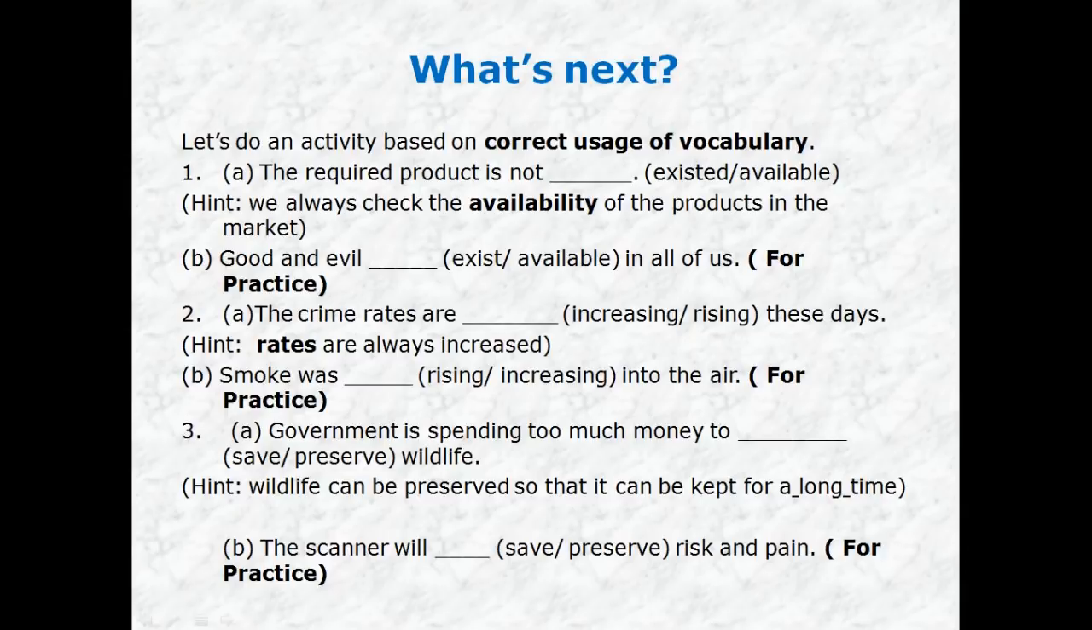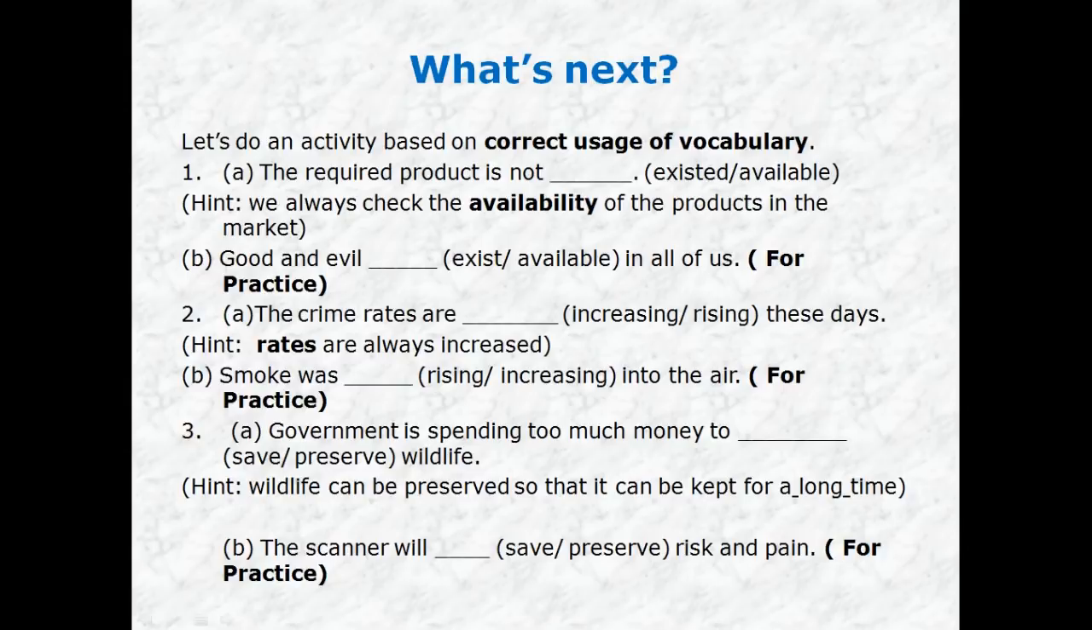Then, smoke was blank into the air. Smoke was always rising. Smoke always rises up. It never increases. Third sentence is, government is spending too much money to blank wildlife. We can always preserve the wildlife. We will not save the wildlife. Then, the scanner will blank risk and pain. The scanner will save risk and pain. A scanner can never preserve the risk.